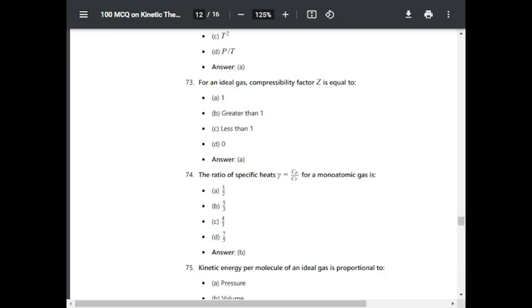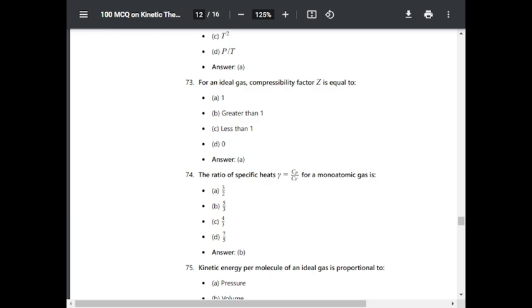Question number 73. For an ideal gas, the compressibility factor Z is equal to option A, 1, option B, greater than 1, option C, less than 1, option D, 0. The correct answer is A, 1. For an ideal gas, the compressibility factor Z is equal to 1.